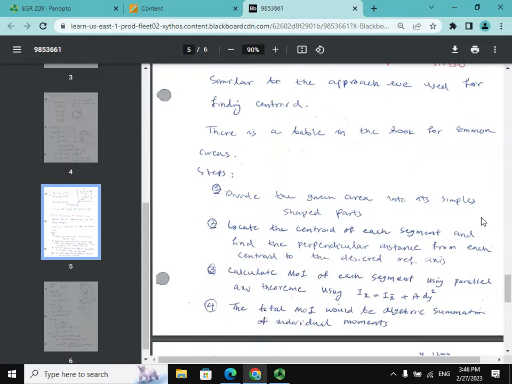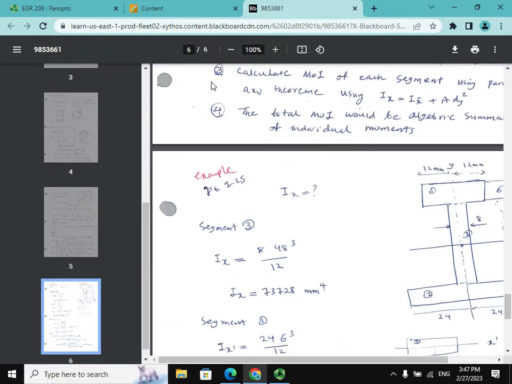If you have a hole in your composite shape, you have to subtract its moment of inertia from the total. If it is solid, it will be added. So let's look at this one.